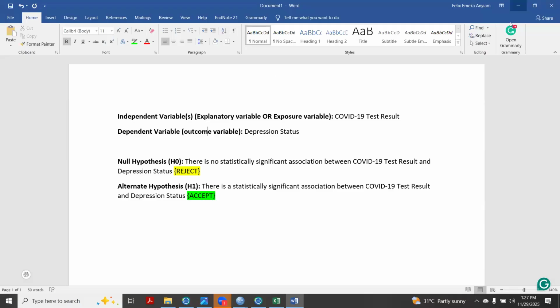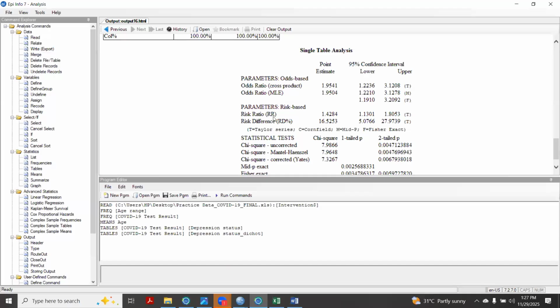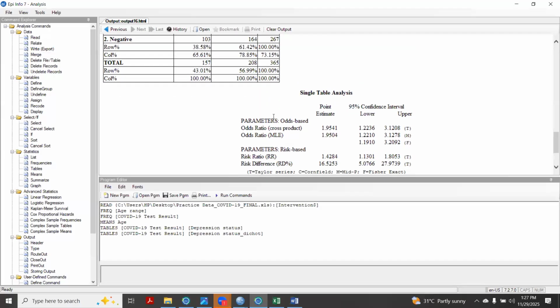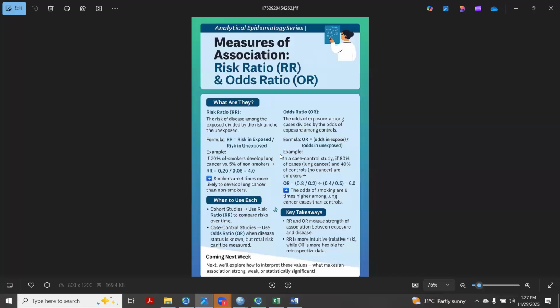Okay, now, progressing to what we will do today, I ignored the odds ratio and the risk ratio. That's what we are doing today. So I needed this background so that we can dive into that. Now, what is the odds and what is the risk? Okay, if we look at this photo here, the risk ratio is the risk of disease among the exposed divided by the risk among the unexposed.